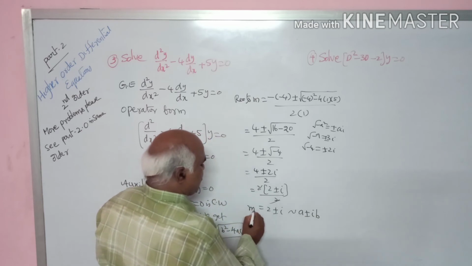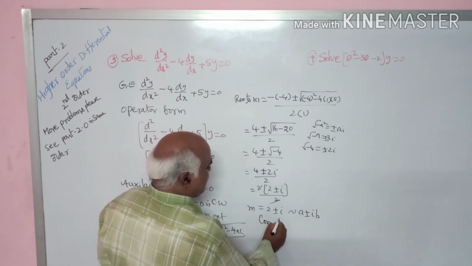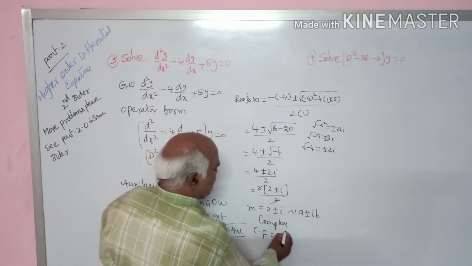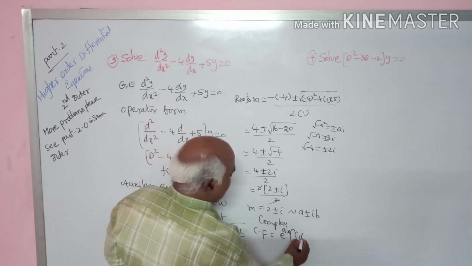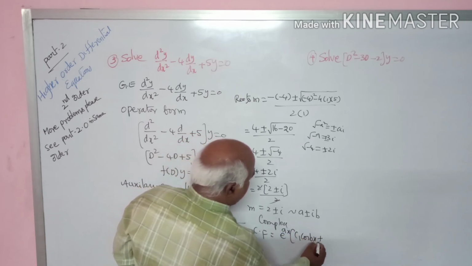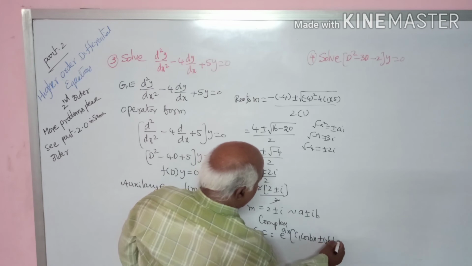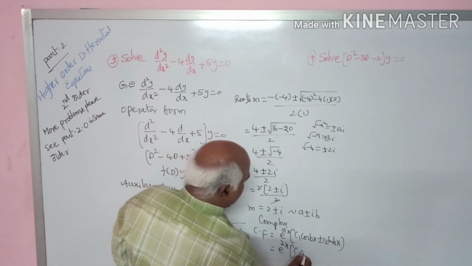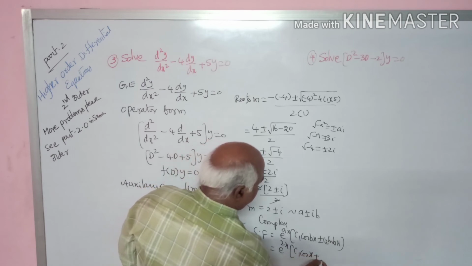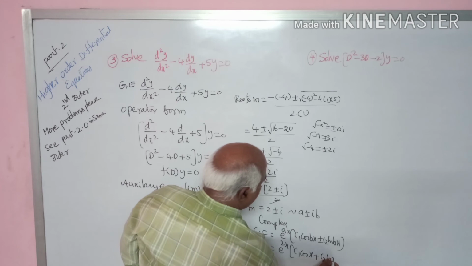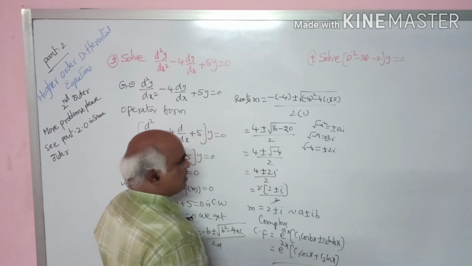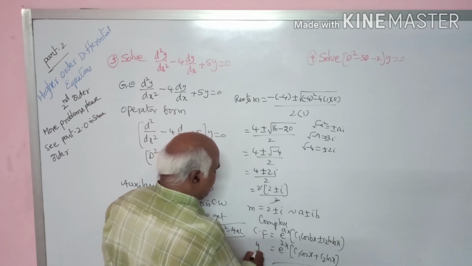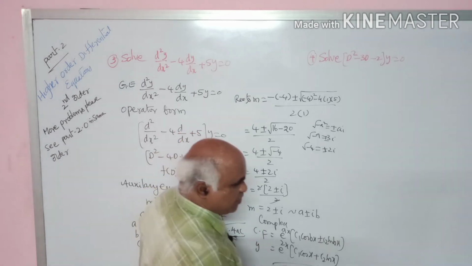The roots are complex. What is the complementary function for complex roots? CF is equal to e to the power of ax into (c1 cos bx plus or minus c2 sin bx), where a is equal to 2 and b is 1. So e to the power of 2x into (c1 cos x plus c2 sin x) is the complementary function for the third problem. This is also the solution: y is equal to the complementary function.